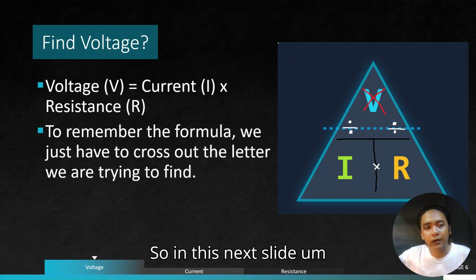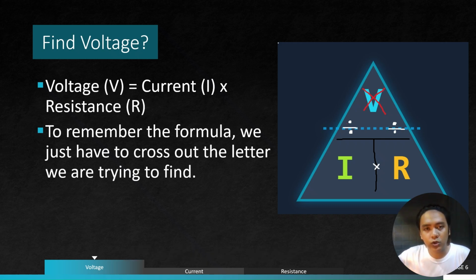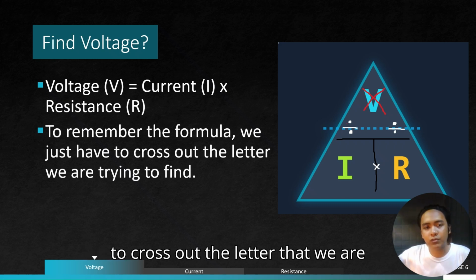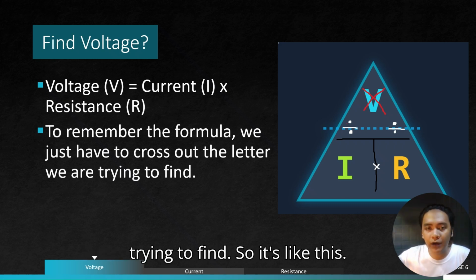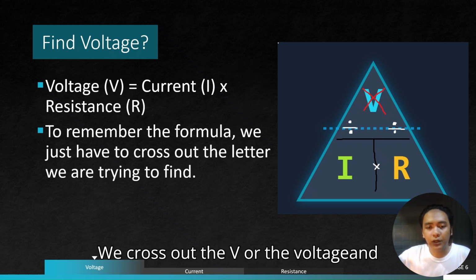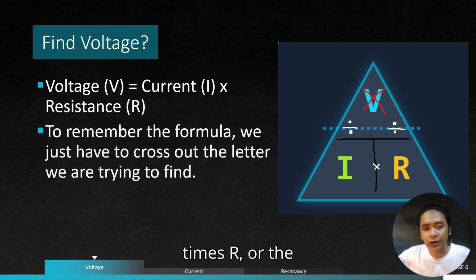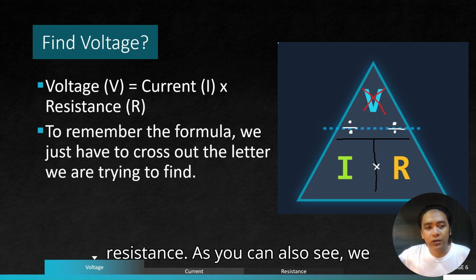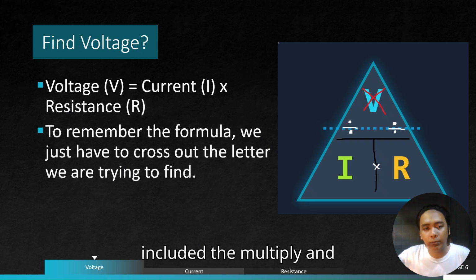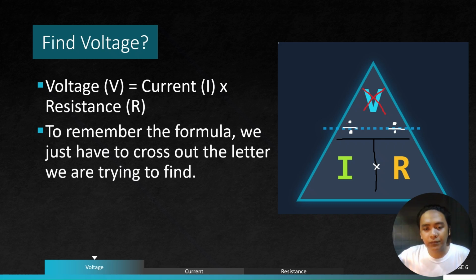So in this next slide, we'll try to find the voltage. To remember the formula, we just have to cross out the letter that we are trying to find. So it's like this. We cross out the V, or the voltage, and then equals current, or the letter I, times R, or the resistance. As you can also see, we included the multiply and the divide arithmetic operation. Yeah, I'm sorry for my drawing, but I believe that will do.